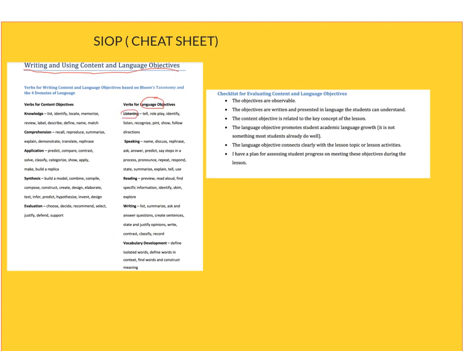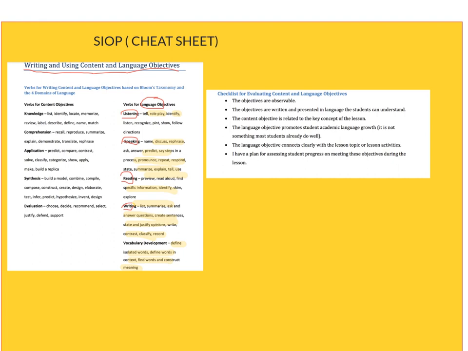So some of the verbs that you can use as you write your objectives are role play, identify, listen, write, follow directions, discuss, rephrase, predict, summarize, explain, preview, read aloud, identify, skim, explore, summarize, answer questions, create sentences, state, justify, define, record, classify, etc. You also have a checklist for evaluating content and language objectives next to it.